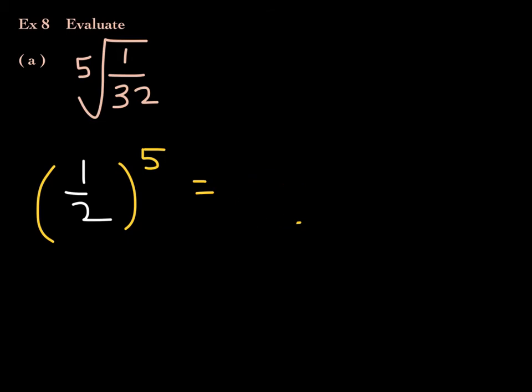All right, 1/2 raised to the 5th power would be the following. 1 raised to the 5th power over 2 raised to the 5th power, right? So you have to raise the numerator and the denominator to the power of 5. Now, we all know that 1 to the 5th power just means 1 times 1 times 1 times 1 times 1, which is 1. And then 2 to the 5th power is 2 times 2 times 2 times 2 times 2, which is 32.